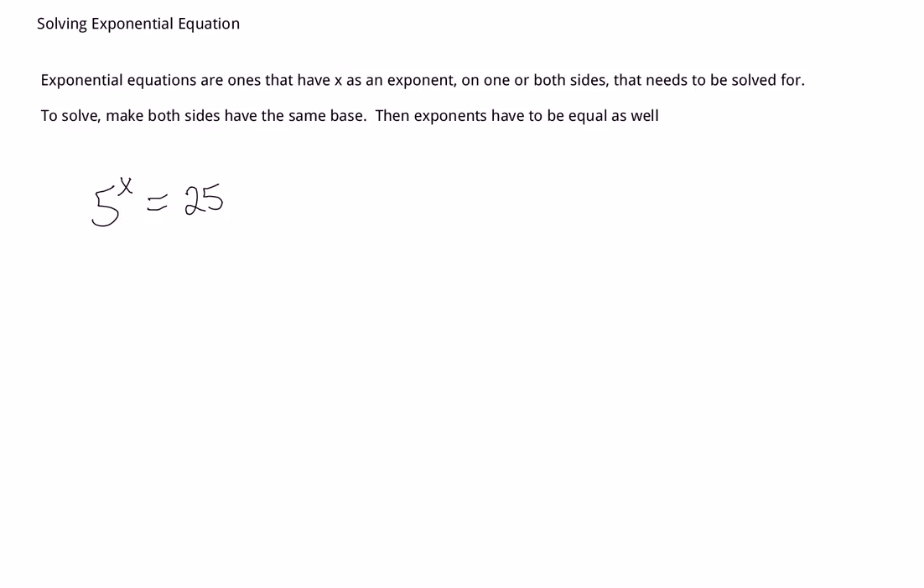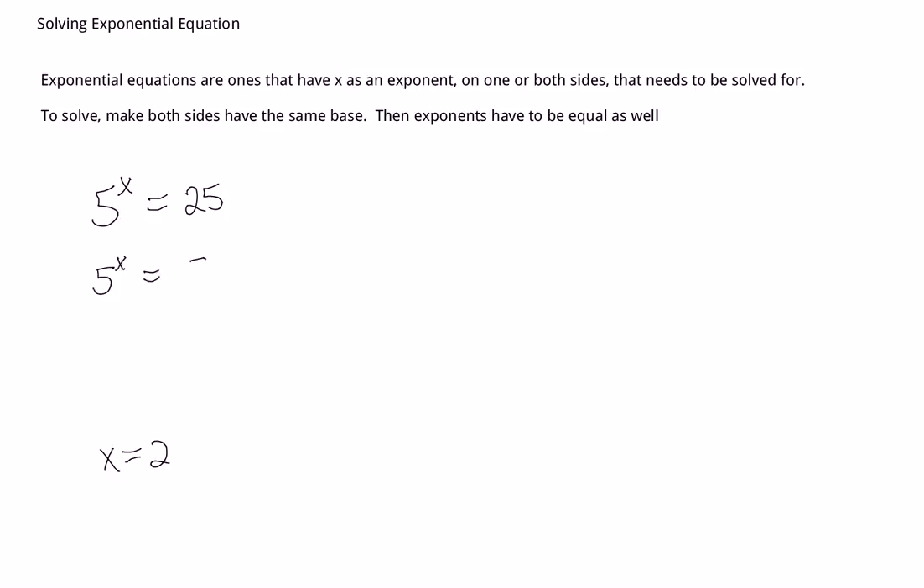You could figure it out: 5 to the power of 2, 5 squared, would be 5 times 5, which is 25. So we already know the answer is going to be x equals 2. But let's use a method that will work for harder type questions as well. In this case, we want to try to make both sides have the same base number. On this side, we've got our 5 to the x, so that's good.